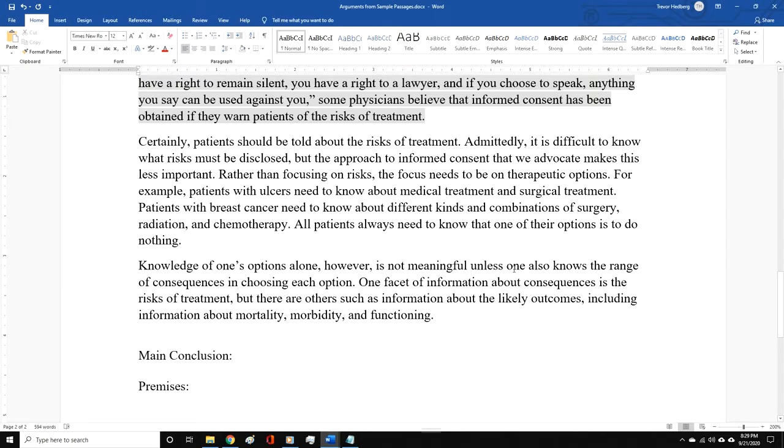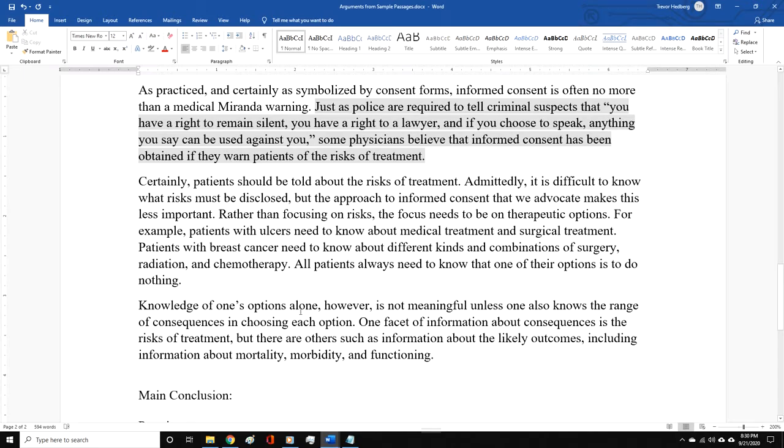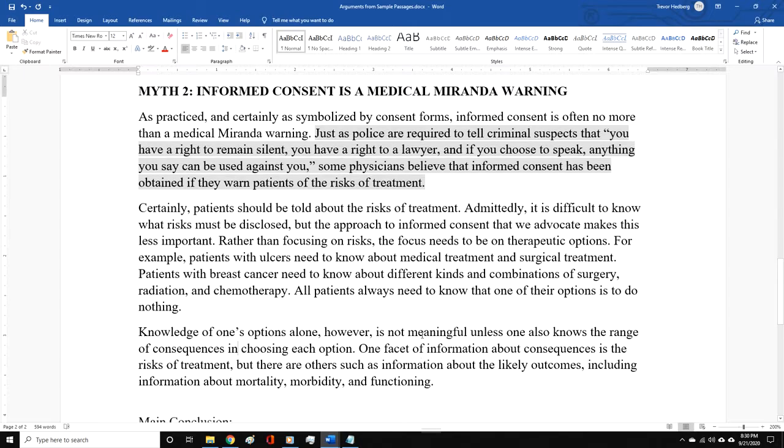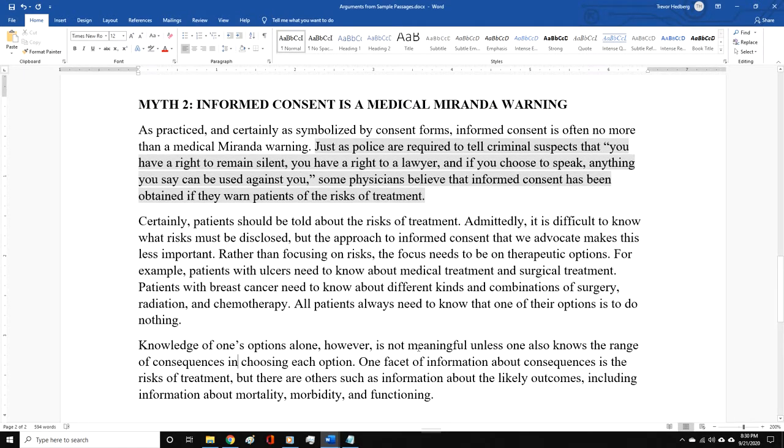So, knowledge of one's options alone, however, is not meaningful unless one knows the range of consequences in choosing each option. One facet of information about the consequences is the risk of treatment. There are others, such as information about likely outcomes, including information about mortality, morbidity, and functioning. So this is the first thing that I've looked at so far that clearly has significant argumentative content. They're trying to show that just disclosing risks of treatment is not sufficient to get informed consent from patients.